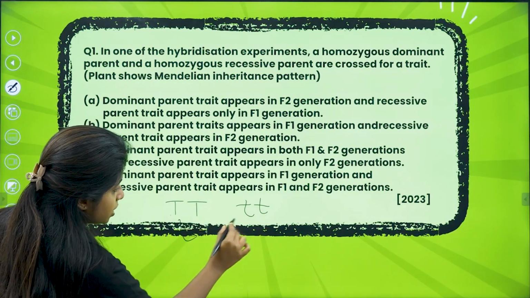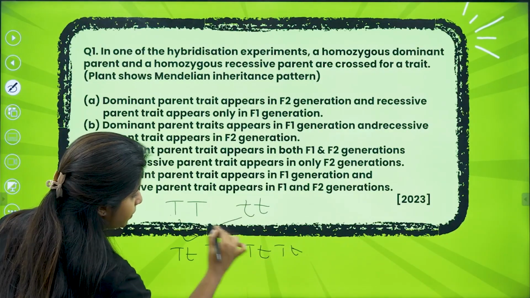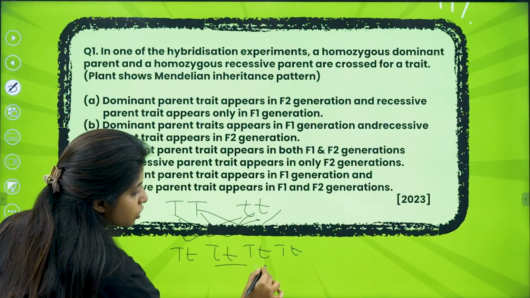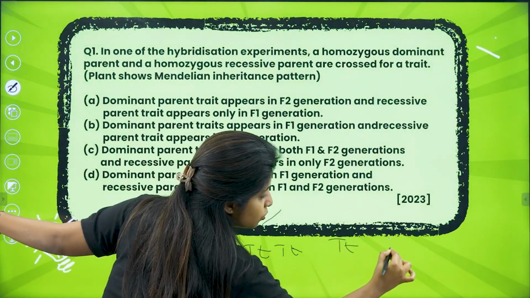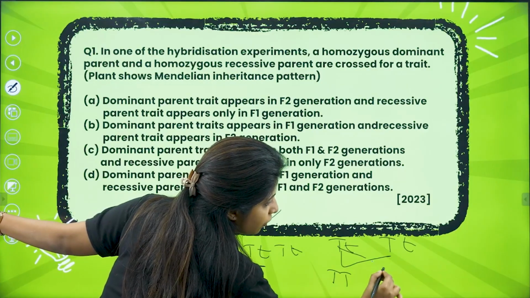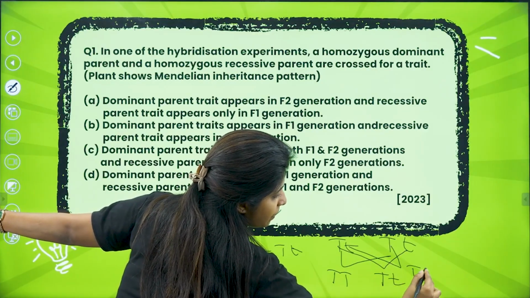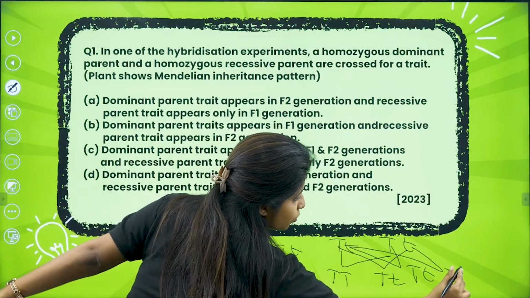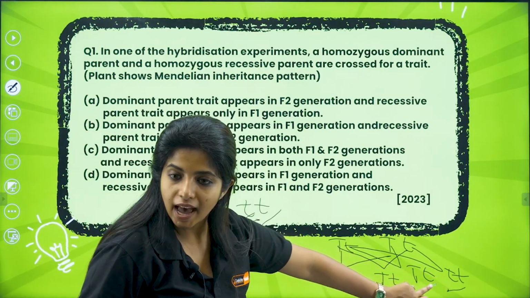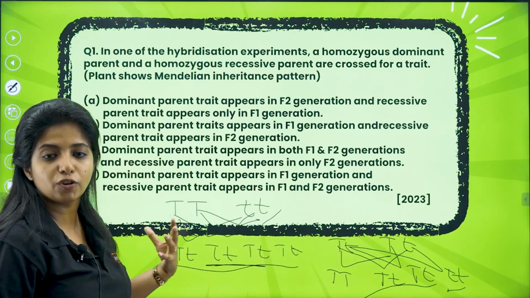So over here, when I cross them, all of them are capital T, small t. Whatever cross I do, I will get capital T, small t only. Now if I cross between them, what will I get? Capital T, small t, capital T, small t. If I cross between this and this, I get capital T, capital T. This and this, capital T, small t. This and this, again capital T, small t. This and this, small t, small t. So basically in the second generation, I got the dwarf ones and the tall ones. In the first generation, all of them were tall. Tall is the dominant character.